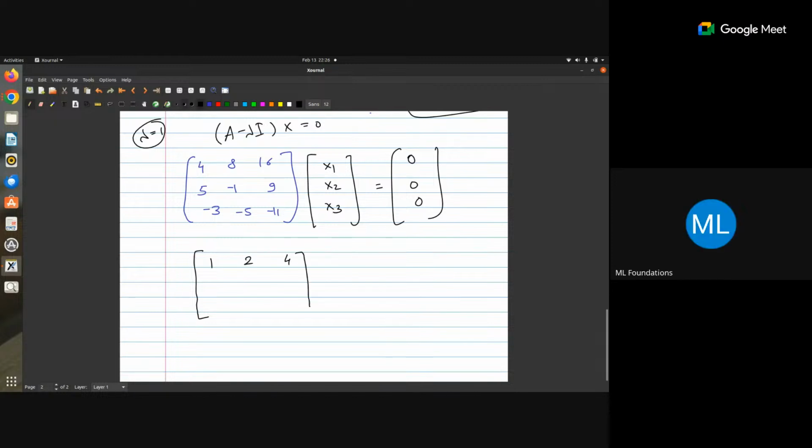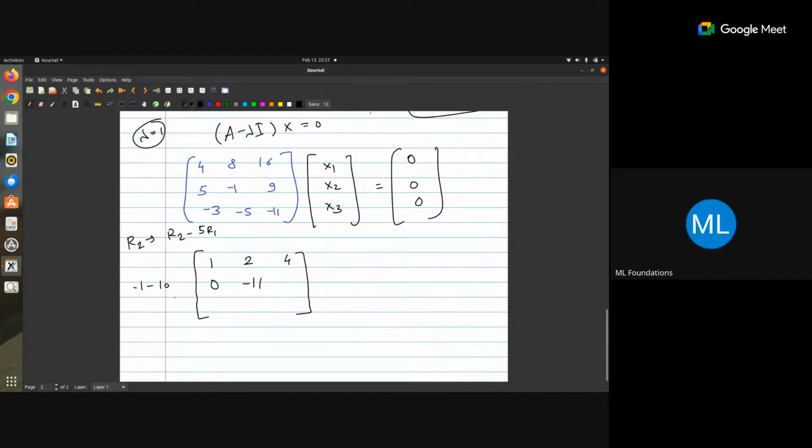Then here the next step will be making it 0. So how will it be? It's like R2 changes to R2 minus 5 times R1, right? With the new first row. So this is 5. So the second one will be what? Minus 1 minus 10, minus 11. Correct.